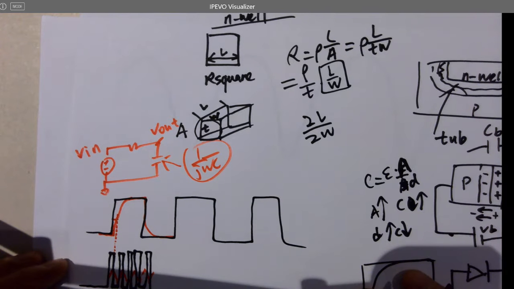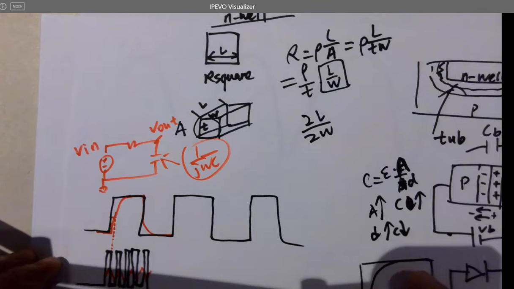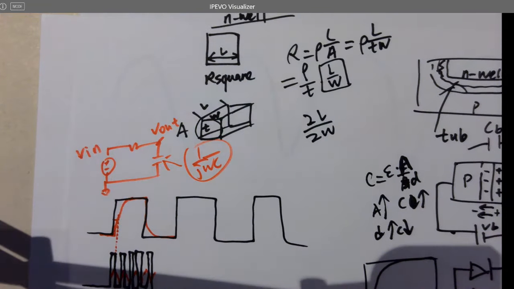Yeah, that's right. Did you get that? Why is DC not being divided? Because DC cannot pass the cap. Why is AC being divided? AC passed the cap. Is that correct?